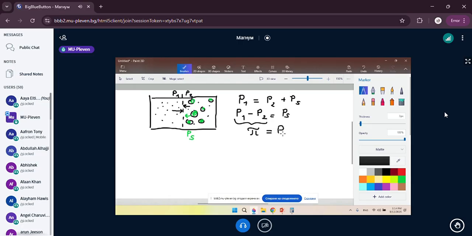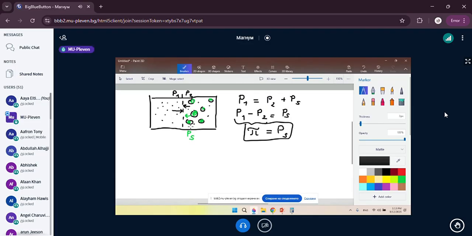And you can see that this osmotic pressure is equal to the pressure exerted just by the solute molecules on the membrane, which means that if we can calculate or measure the pressure just applied by the solute molecules, then we will know what osmotic pressure is, which is defined in this way on the microscopic level.